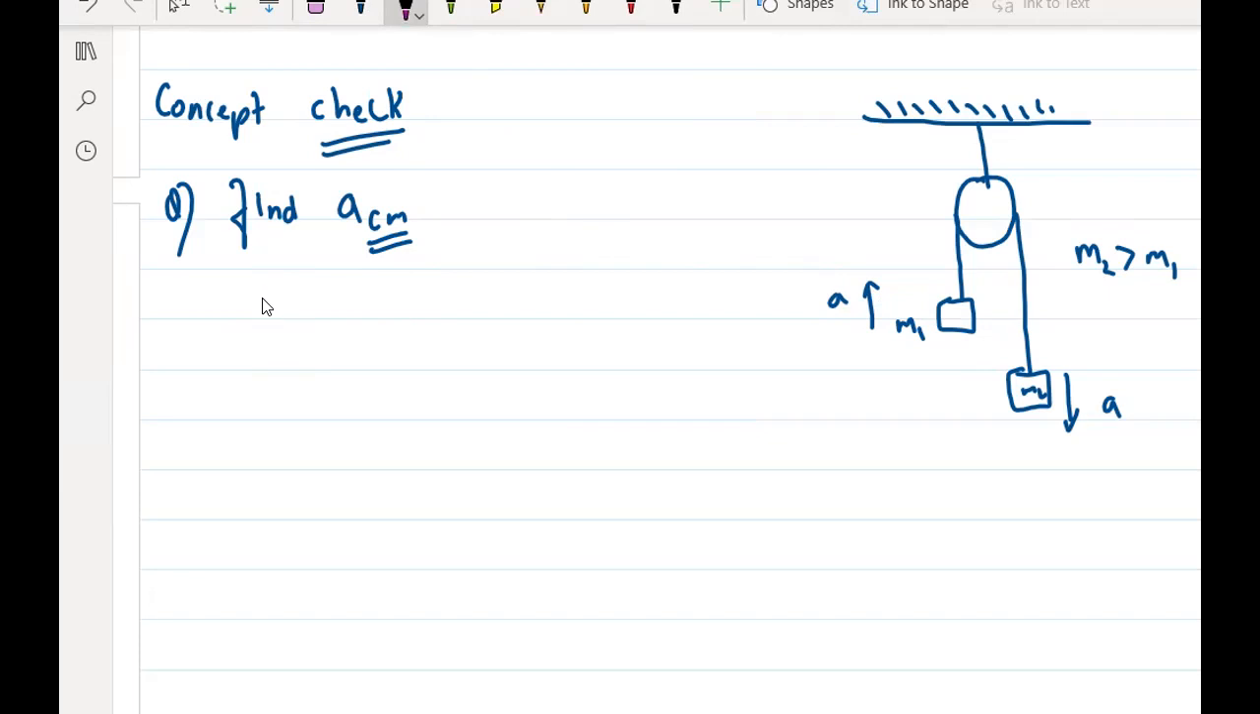Follow the steps. What is the formula of ACM? Everyone, step by step. What did we just study? This is discrete, not continuous. We are talking about a discrete system of masses. So when we talk about ACM, acceleration of center of mass, we just discussed, it will be M1A1 plus M2A2 by M1 plus M2. Yes or no? Everyone knows this. Yes or no?